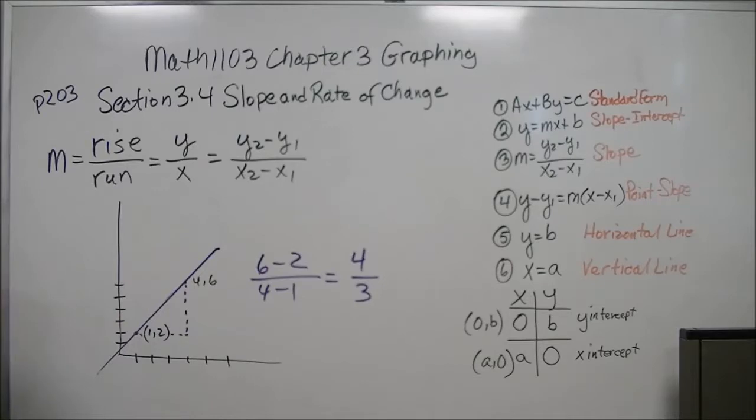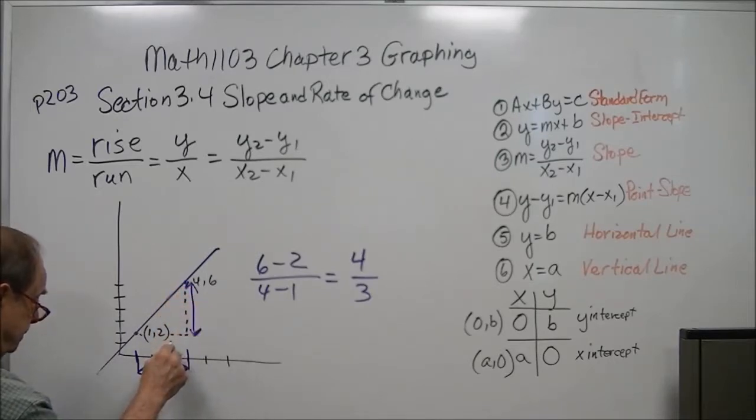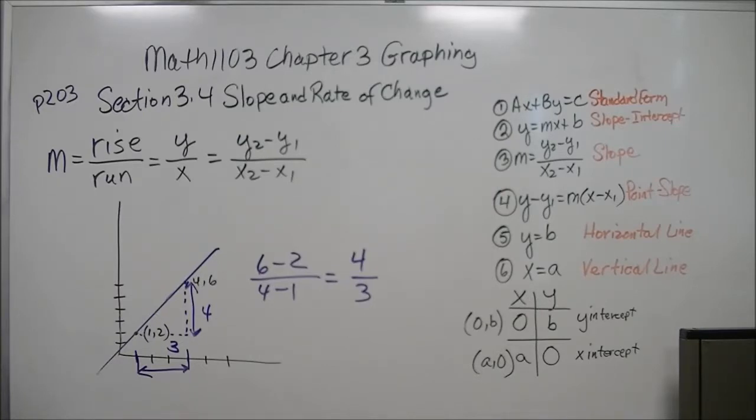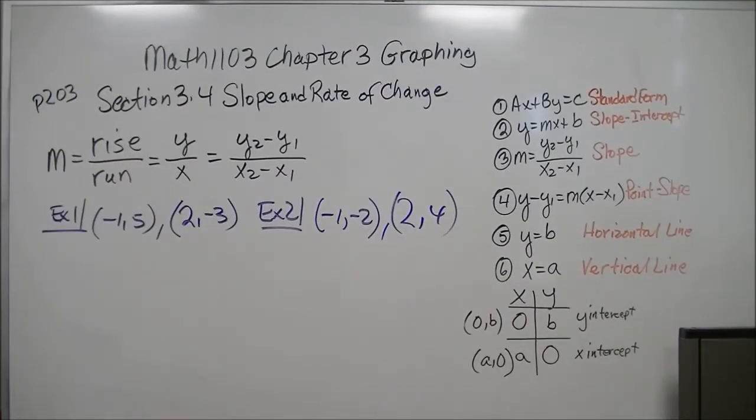In fact, you can actually pick them out here. Drop that down here to here. There's 3 units. And from there to there, there's 4 units. So there's 3, and there's 4. So we can often look at a graph, if we can pick out where it's going through the grid, and we can tell the slope right from the graph. But they're going to give us some examples to work with using this formula. Okay, well, let's go on and do some.